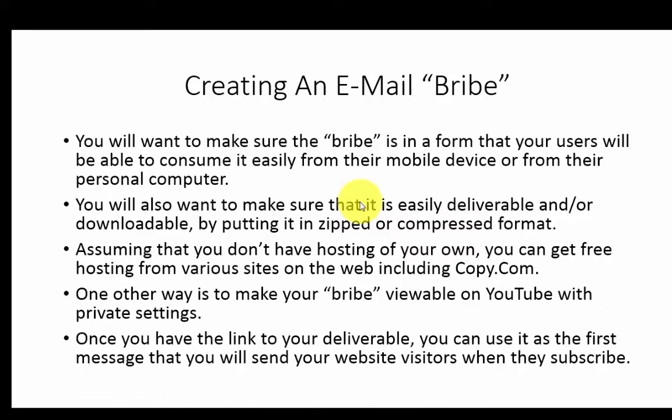Now, once you have the link to that deliverable, you can use it as the first message or part of the first message that you'll send your website visitors when they subscribe. And it's important to do this because you typically want them to go through that opt-in process and the check-in process where they have to confirm their email address, so that when they confirm their email address, they will then get your bribe. They will get your deliverable. Now, let's go through some of these basics on screen.